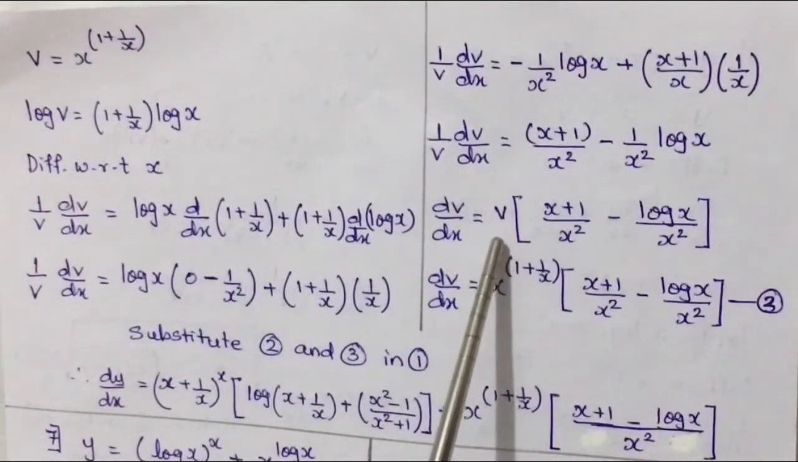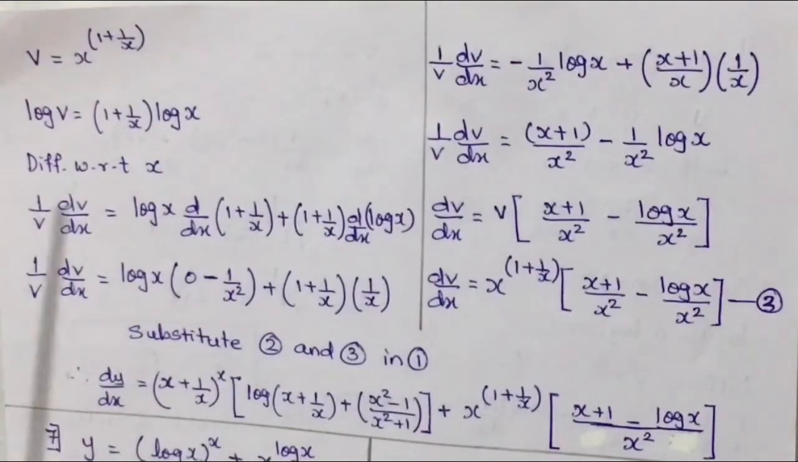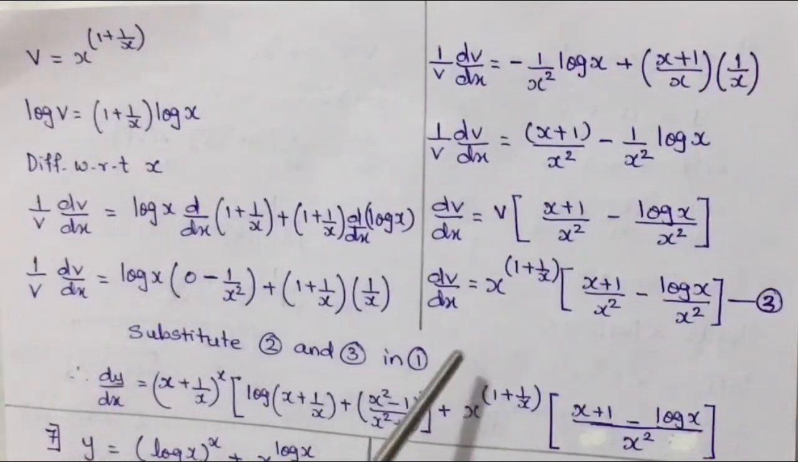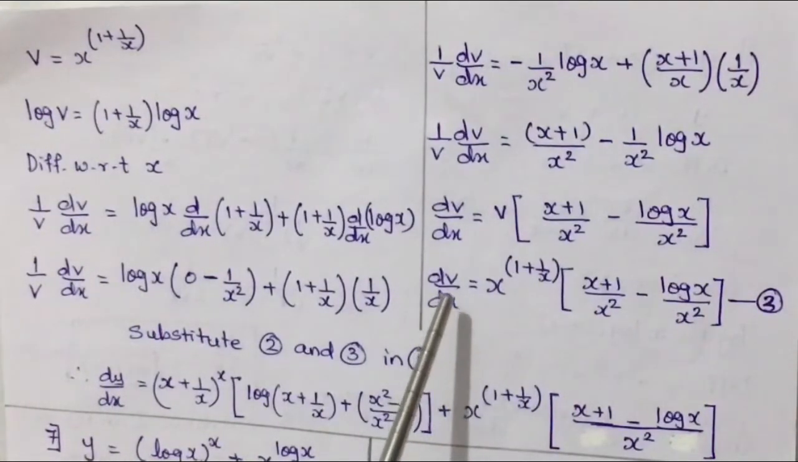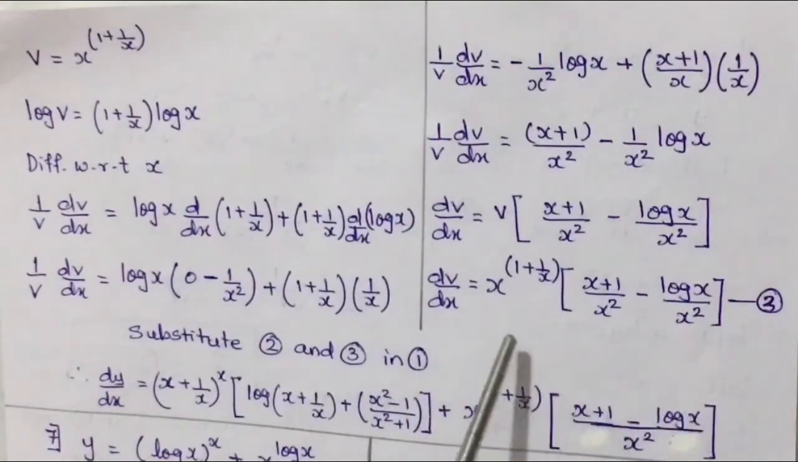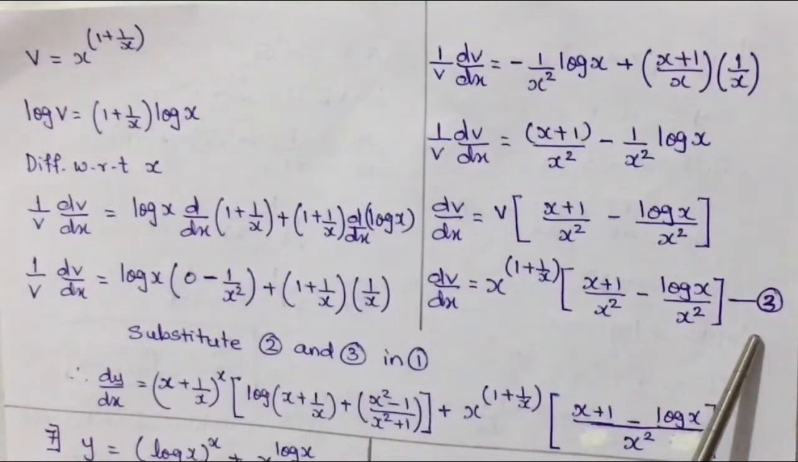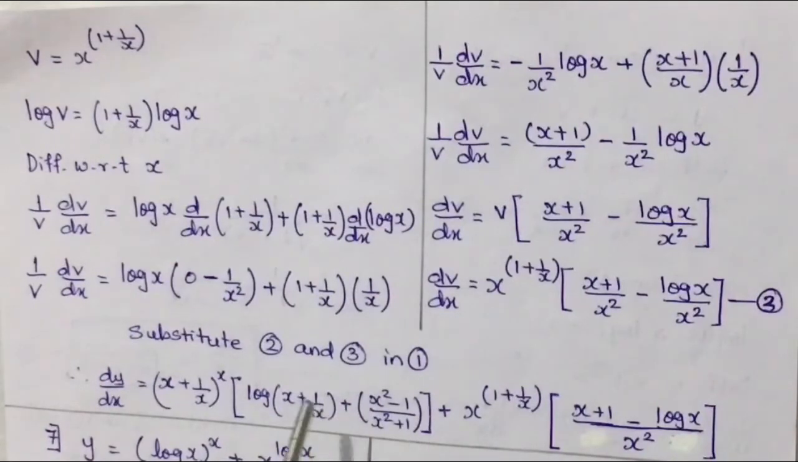Now keeping the value of v as x raised to 1 plus 1 by x, dv by dx will be this whole derivative. We'll mark this as statement number 3. Now substituting 2 and third statement in statement number 1 and combining both, this whole term will be the derivative of y, that is dy by dx will be this whole combination.